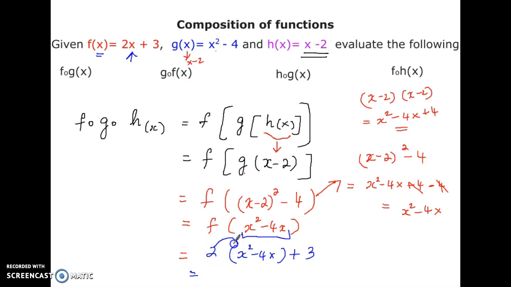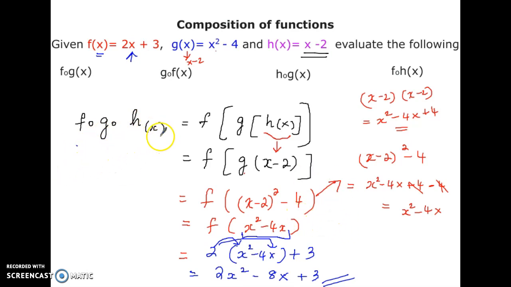So 2 times x square is 2x square. 2 times negative 4x is negative 8x. And then we have 3 at the end. Since there are no like terms here, I cannot combine anything. This is my answer to the composition of functions f of g of h. F of g of h of x is equal to 2x square minus 8x plus 3.